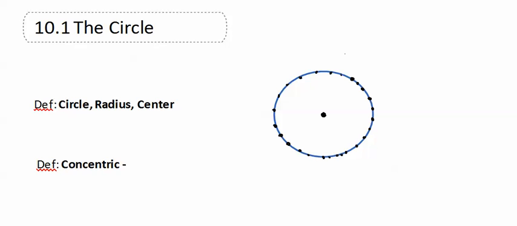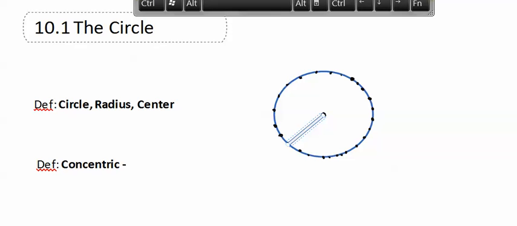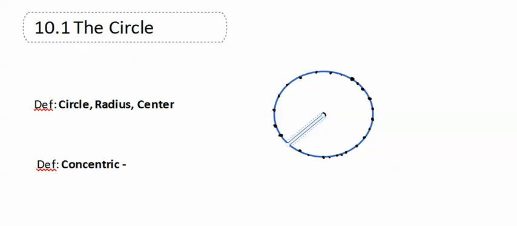What the radius is, it's a given distance from the center to the outside. So this would be the radius. And again, remember, it's always equidistant. If I have multiple of these lines, again, it is called radii. That's the plural form of radius.